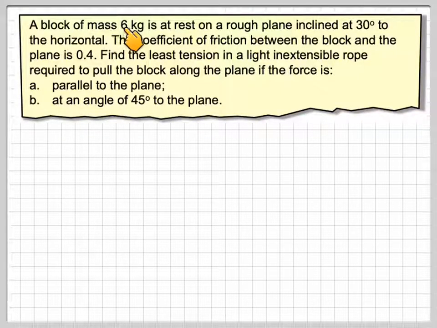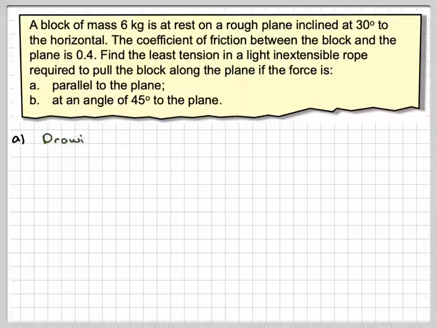A block of mass 6 kilograms is at rest on a rough plane inclined at 30 degrees to the horizontal. The coefficient of friction between the block and the plane is 0.4. Find the least tension in a light, inextensible rope required to pull the block along the plane if the force is A, parallel to the plane, B, at an angle of 45 degrees to the plane.